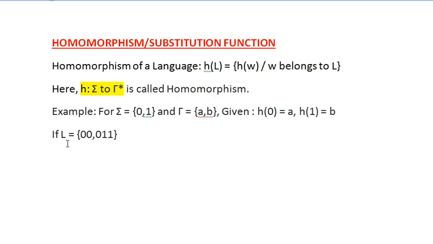Now if the language has the strings 0 0 and 0 1 1, then how can we write this language? In place of the first 0, we can replace by A, correct? So I can write AA. Then I move to the second string, 0 1 1. For 0 I can write A, for 1 I can write B, correct? So this is the final answer.